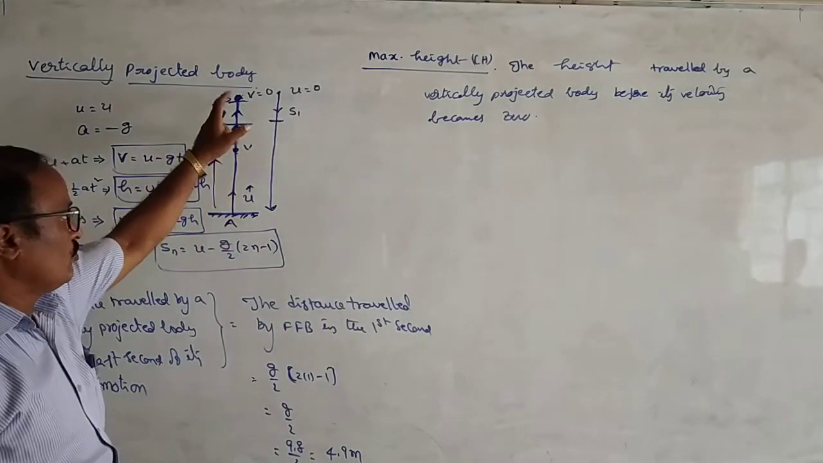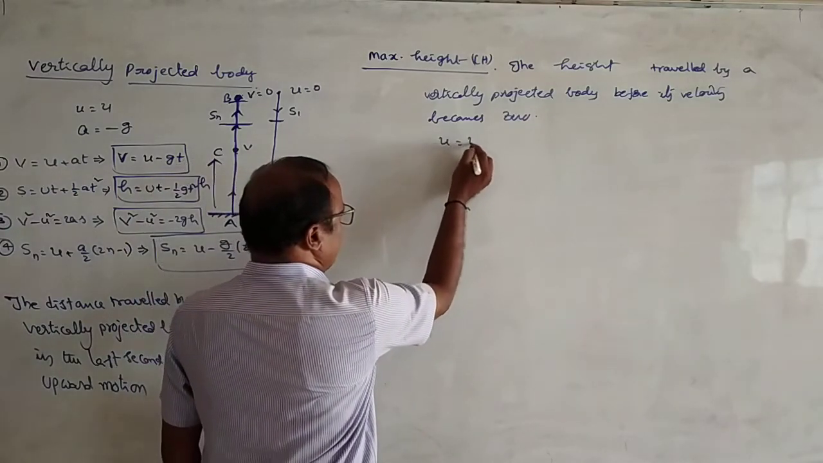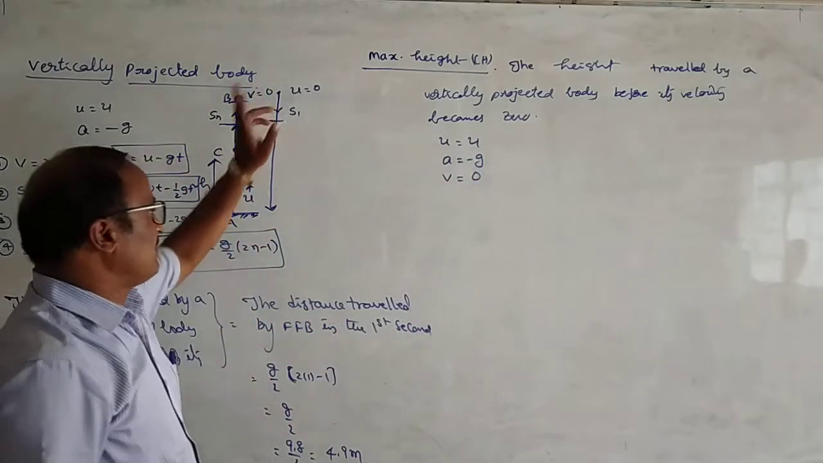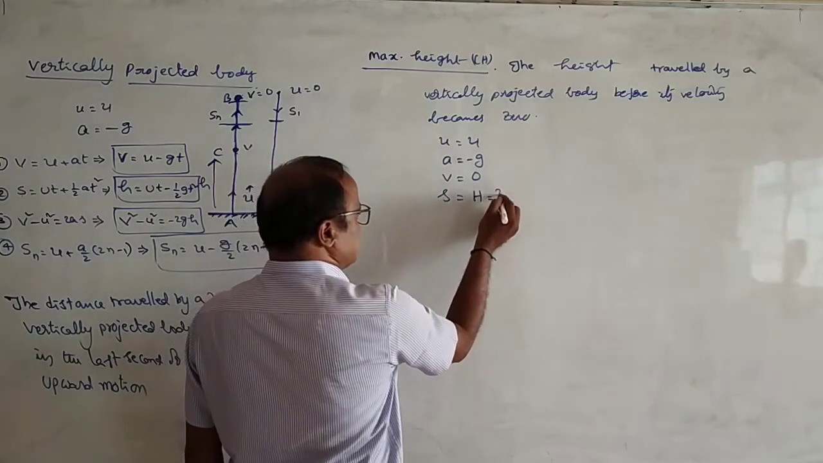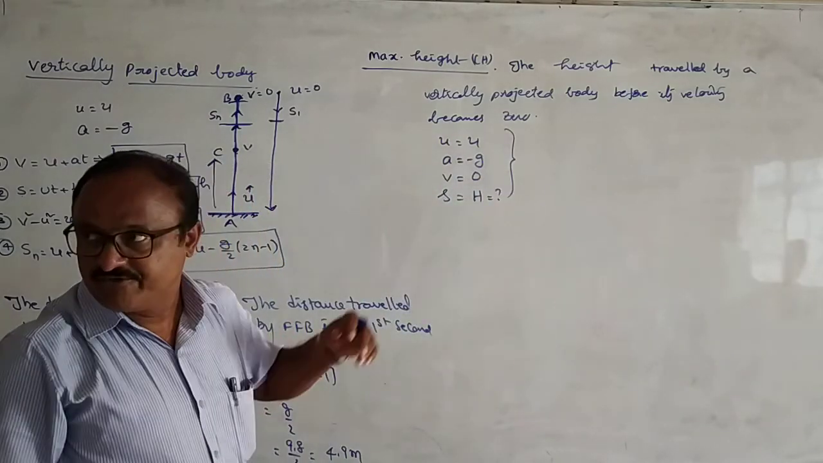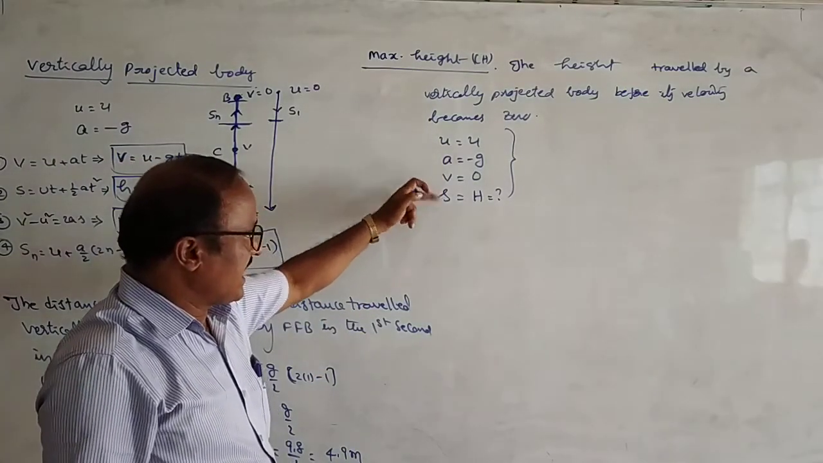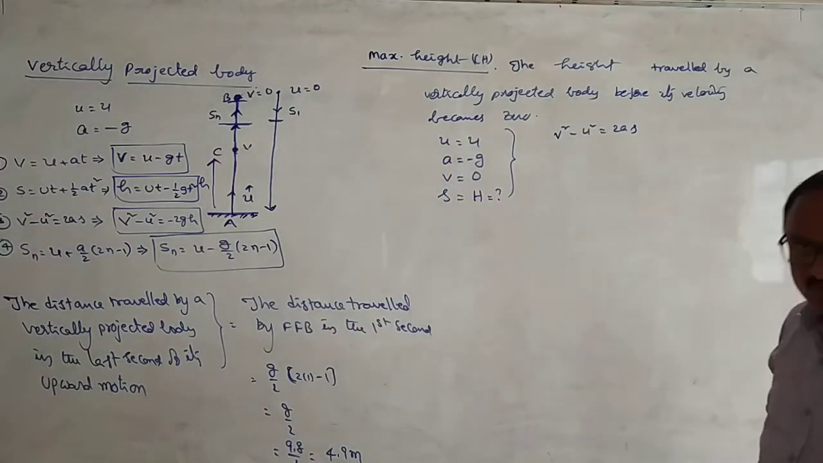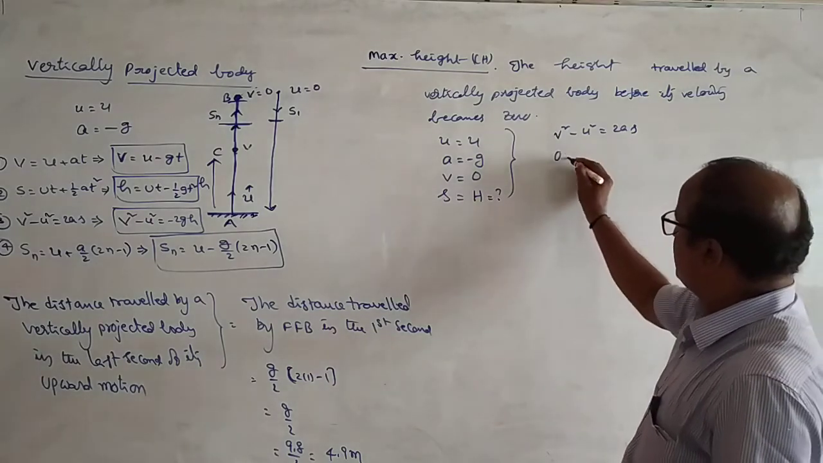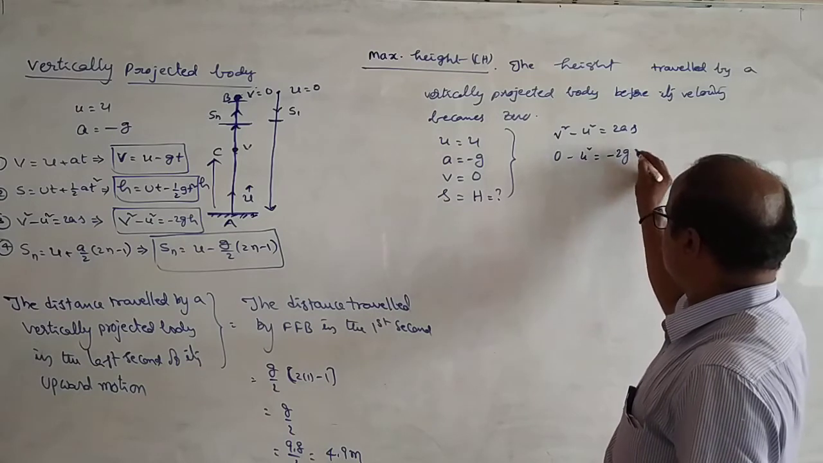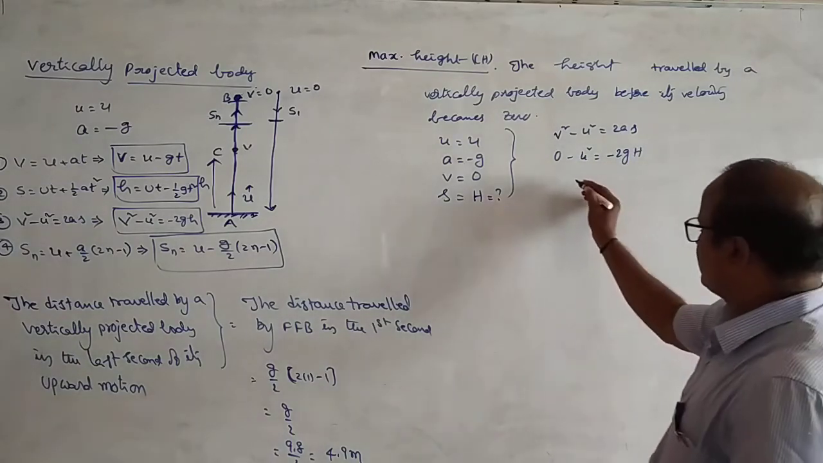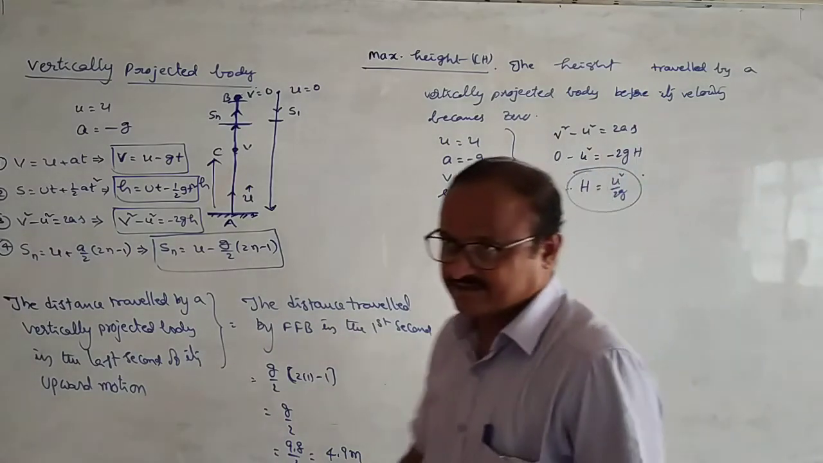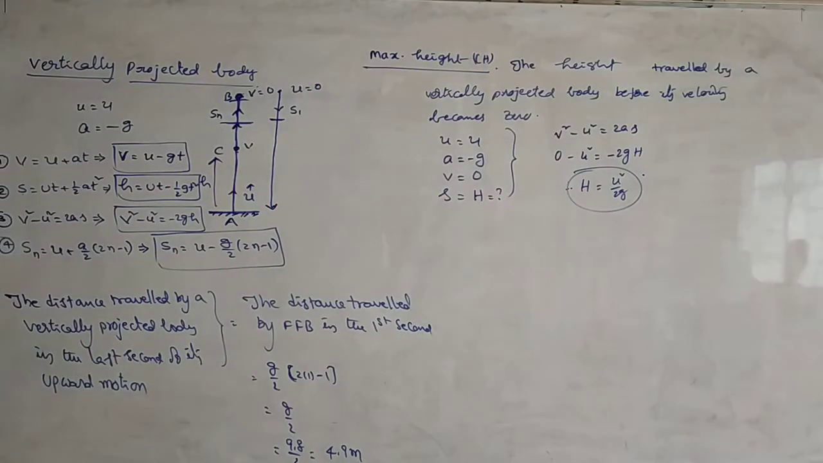See here, from A to B, the initial velocity is u. For the vertically upward journey, a is equal to minus g. v is equal to 0 at the maximum height, and we have to find the value of the maximum height. Using the formula v square minus u square is equal to 2as, therefore 0 minus u square is equal to minus 2g into h, s being replaced by h. So the maximum height h is equal to u square by 2g. That is the formula for the maximum height reached by a vertically projected body.